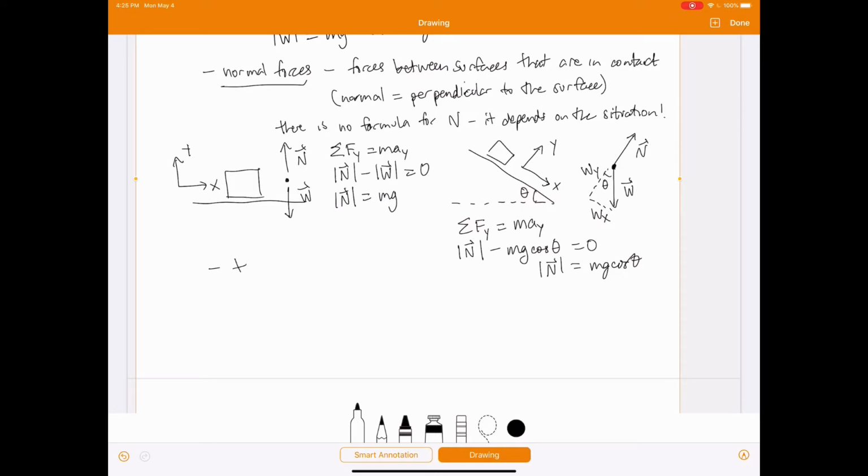So the next one is tension. What is tension all about? Well, tension is a pulling force that's transmitted along the length of an object. And if you want to picture something, you can think of, let's say, a rope or a string, for example.